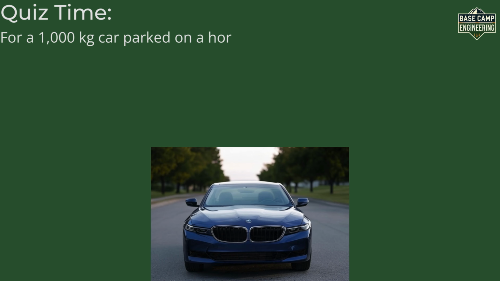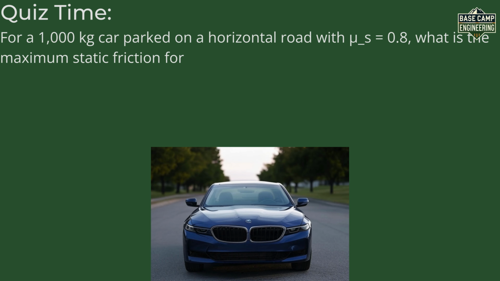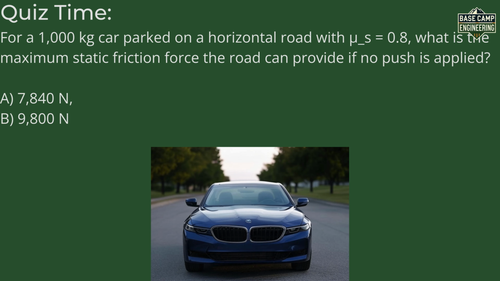Quiz time. For a 1000 kilogram car parked on a horizontal road with mu s equals 0.8, what is the maximum static friction force the road can provide if no push is applied? The answer is A, 7840 newtons. Well done if you got that. Let's explore equilibrium conditions next.